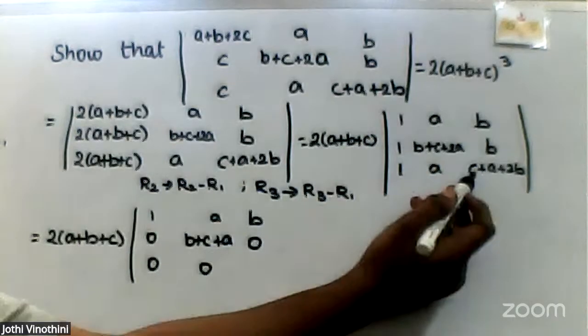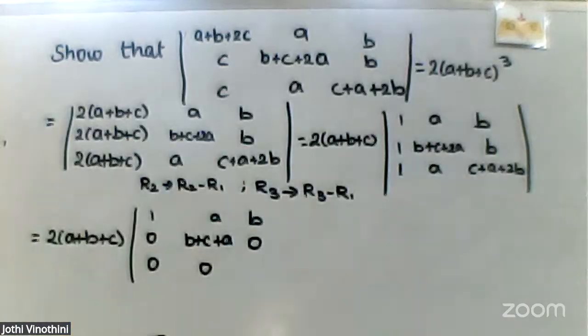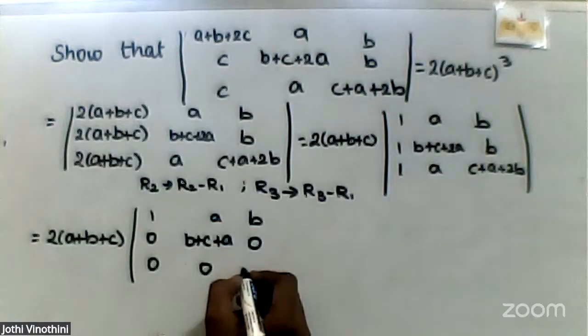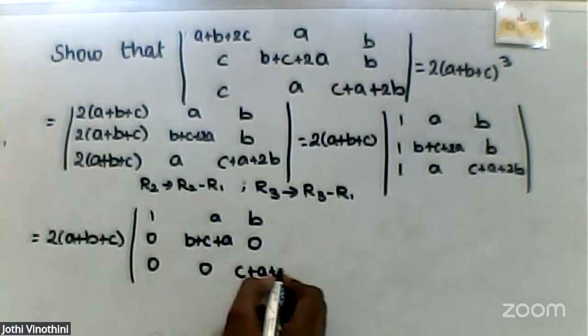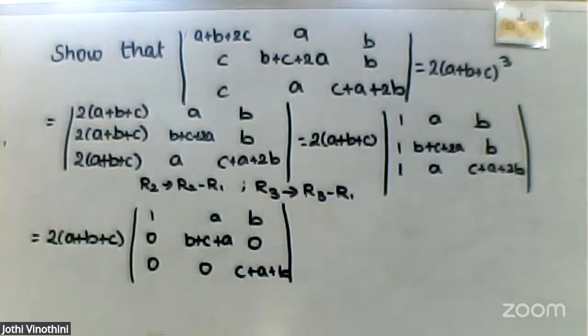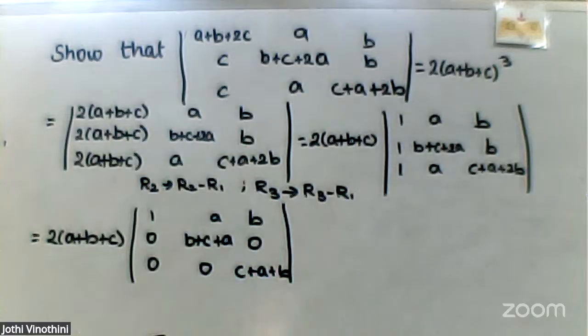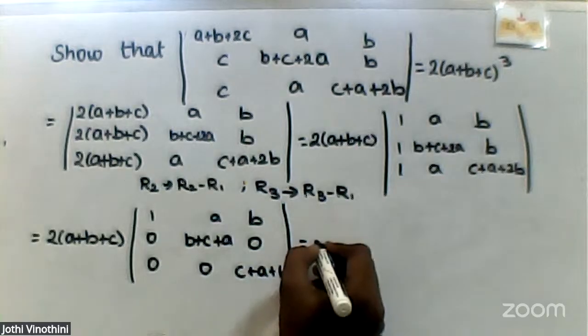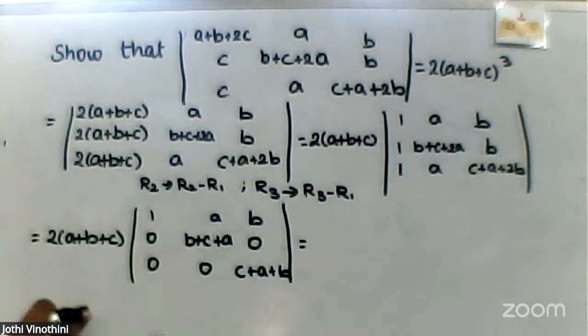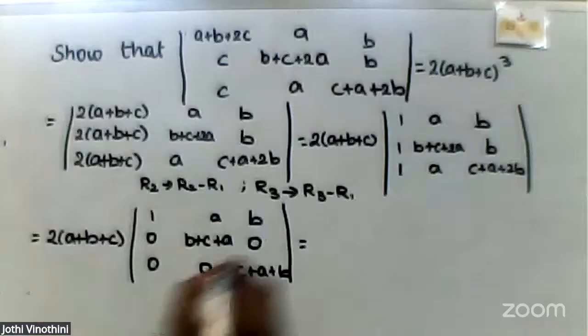So here we have C plus A plus 2B minus B. 2B minus B is B. Super. So we will have C plus A plus B. Clear? Now I am going to take the determinant, right? So here it is the determinant. Now I am going to take it column wise.